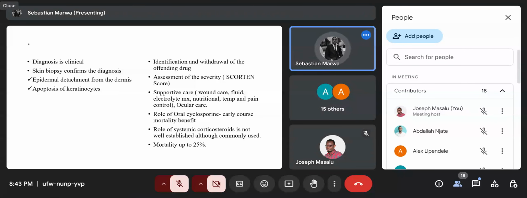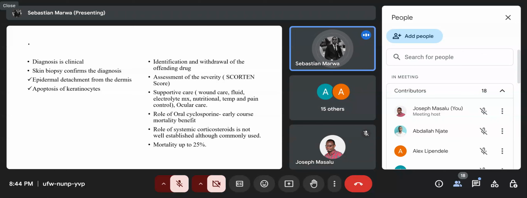So adequate fluid therapy, electrolyte management, specifically potassium, because these are patients who usually succumb to hypokalemia. Also nutrition which is rich in protein. Also management of the temperature so as to avoid hypothermia, and also pain control. Also ocular care is important.